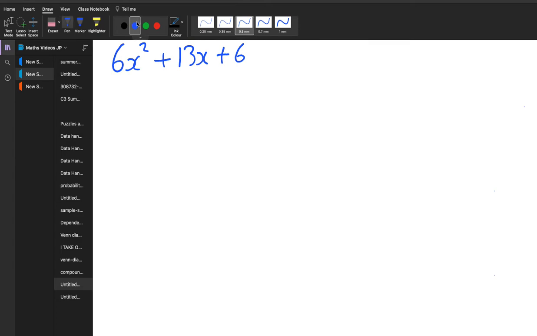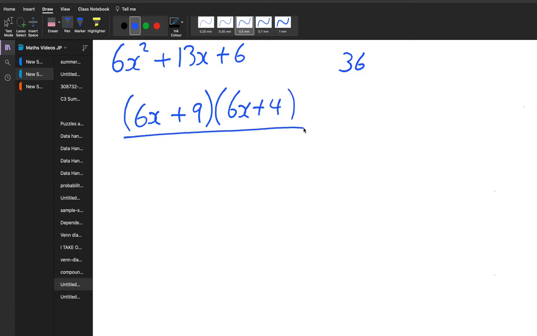So 6 times 6 gives us 36. Two numbers that multiply to give 36 and add to give 13. That's going to be 9 and 4. So we have 6x plus 9 in one bracket, and then 6x plus 4 in another bracket. And we're dividing it by 6. Okay, this one looks a little bit different, but same thing.